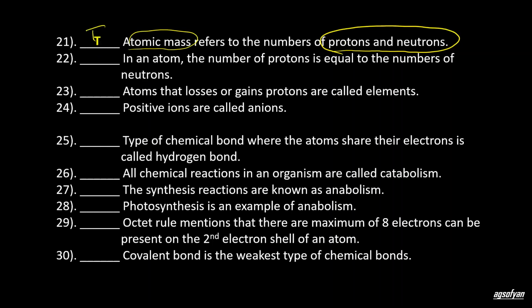Okay, number 22. In an atom, the number of proton is equal to the number of neutron. No, okay, it's not always. Protons will always equal to electron. So this one should be false.